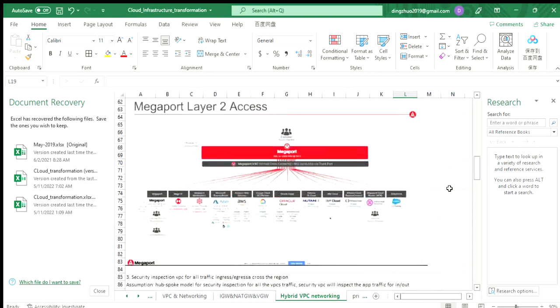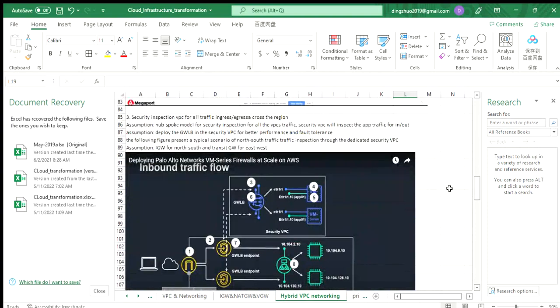cloud service providers. The third one, we're looking at a dedicated security inspection VPCs. Now, most of the large organizations, MNCs, they have a lot of traffic. Regardless of inbound, internet facing, we call it internet facing in and out, north-south traffic, or cross over the VPC, we call it west-east traffic. So we're going to have a lot of traffic in and out.